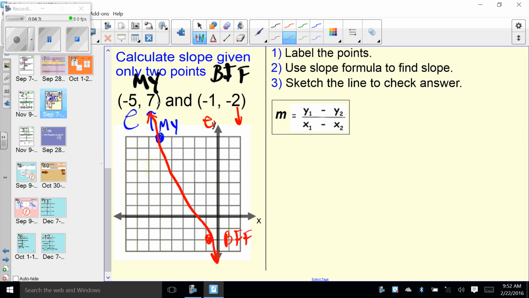So to calculate the slope of that line, we can do it one of 2 ways. We can rise run it, or we can use the formula. We are going to do both. We're going to start with rise running. So here's my hotel room. There's my best friend's hotel room. Up and down on top, left and right on bottom.